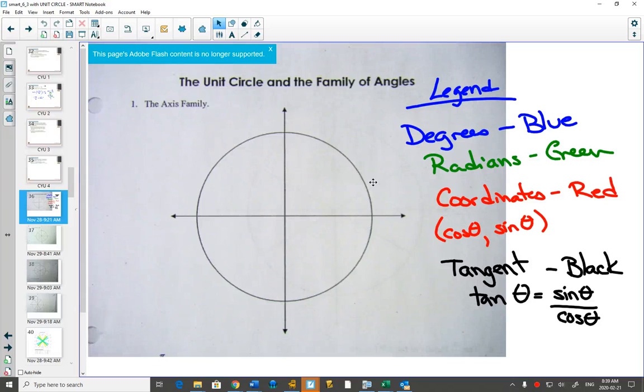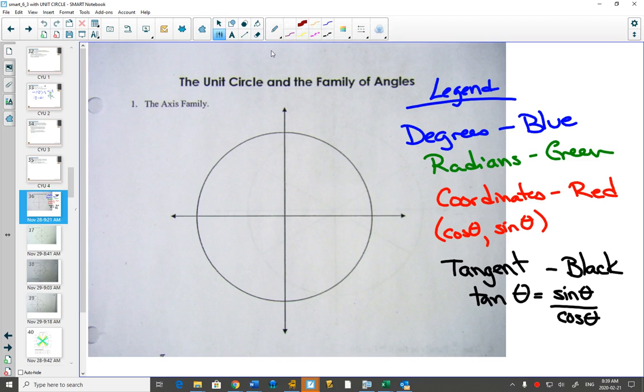So what we're going to look at today is to start looking at the unit circle and the different values you can figure out on the unit circle without your calculator. Now, certain angles, when you draw those angles, they're going to hit the edge of the unit circle, and those will be coordinates that we're going to look at. So the first family we're looking at are all the angles on the axis.